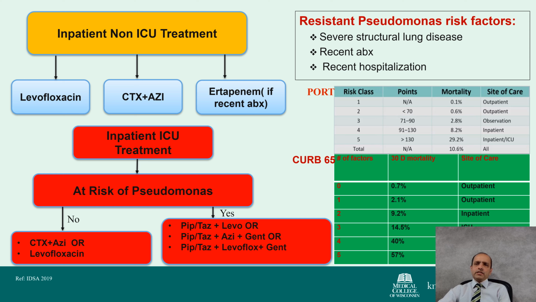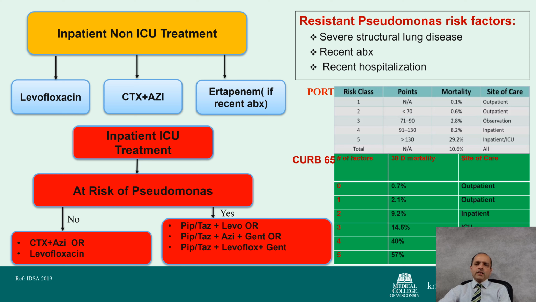And then inpatient ICU treatment and the risk of pseudomonas. Who are the people at risk of pseudomonas? Severe structural lung disease, something like bronchiectasis, or somebody with a bad COPD who is on oxygen, or recent antibiotic users, or somebody who had a recent hospitalization. So these are the risk factors for pseudomonas. And then if there is a risk factor for pseudomonas, you may want to cover double gram negative. So typically you give either piperacillin tazobactam with levofloxacin, or you give piperacillin tazobactam, azithromycin plus gentamicin, or you can also give piperacillin tazobactam with levofloxacin with gentamicin.